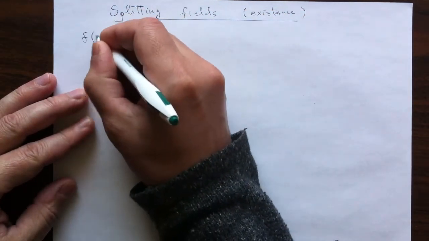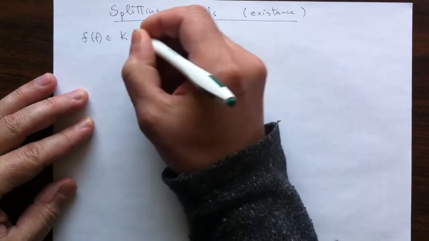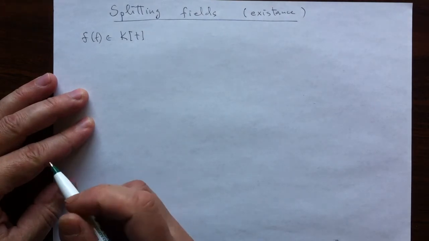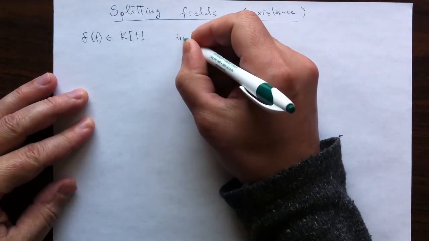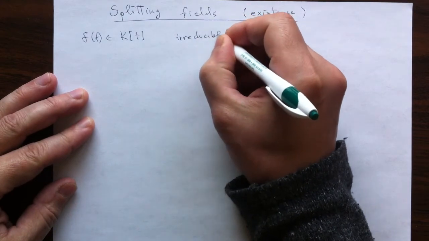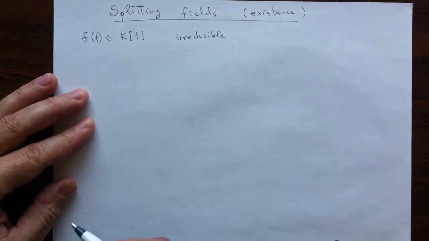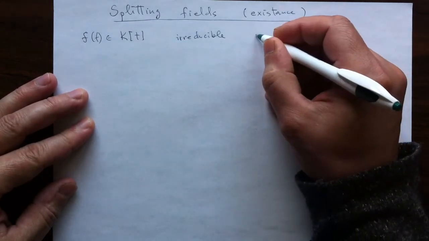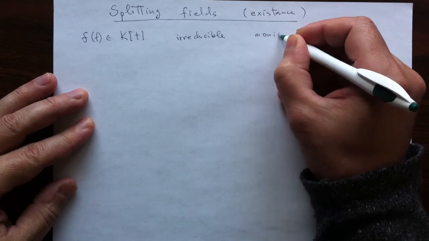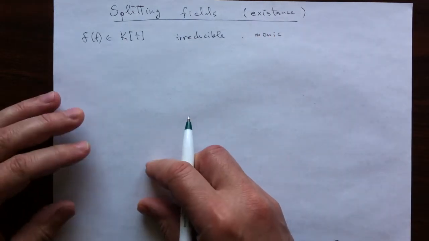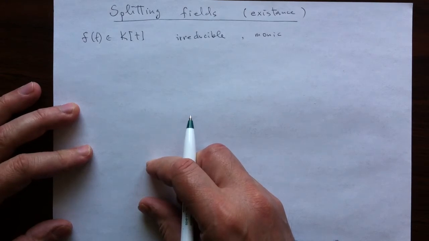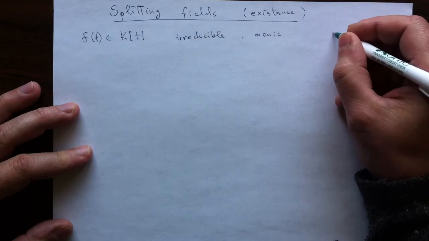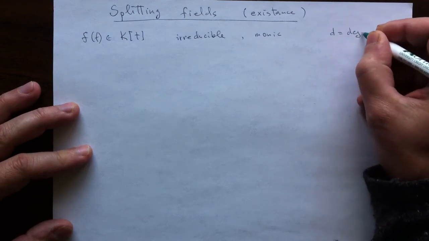So let's start with a polynomial with coefficients in some field. And we can simplify our life by assuming that it is irreducible. If it is not, well, we can deal with each of its irreducible factors separately. We can also simplify our life by assuming that it is monic. And again, it doesn't change much if it is not. We can make it monic by scaling it down with its leading coefficient. And let's fix d to be the degree of this polynomial.